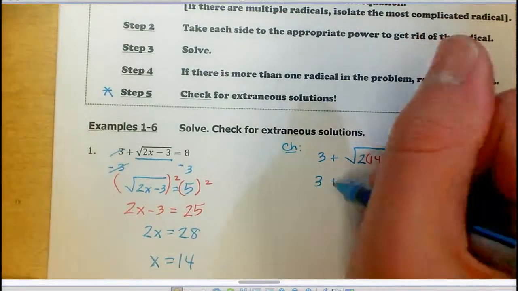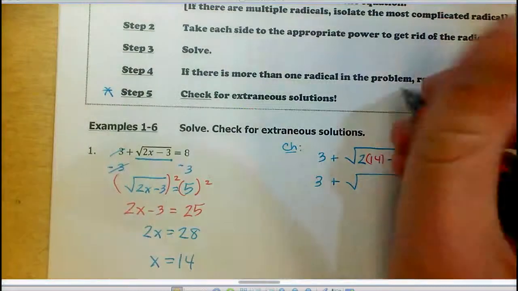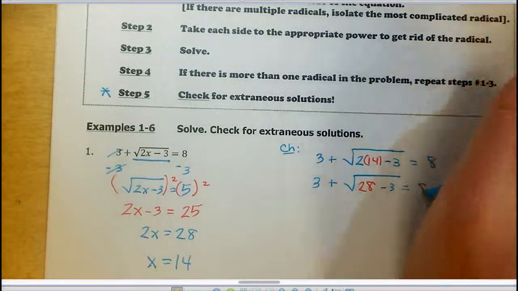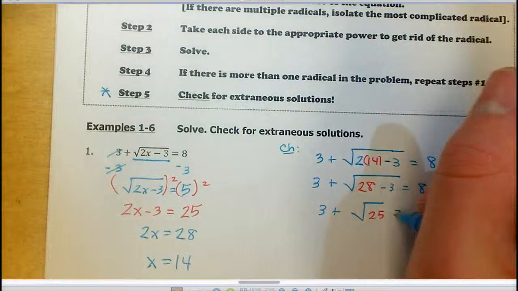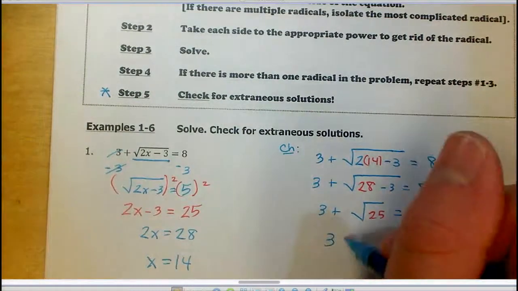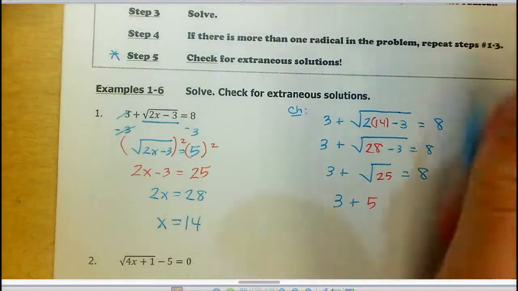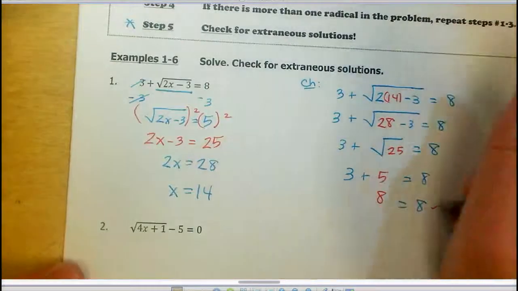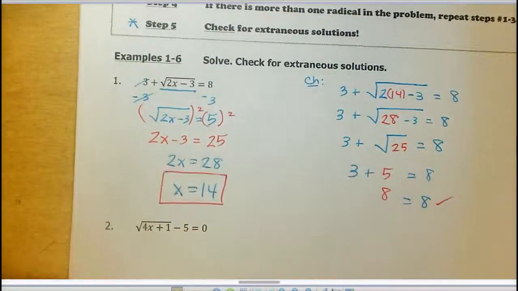So this gives me radical 28 minus 3 underneath, which becomes radical 25. So we have 3 plus radical 25 equals 8. Radical 25 is just 5. So we have 3 plus 5, which does in fact equal 8. So that checks out, which means x equals 14 is a solution for this problem.